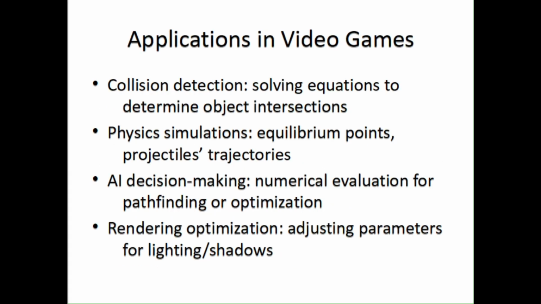And now, application in video games. In video games, you often need to solve equations like this. Examples include collision detection, physics simulations, projectile trajectories, AI decisions, and even rendering optimizations. The bisection method is valuable because it's reliable and easy to implement.